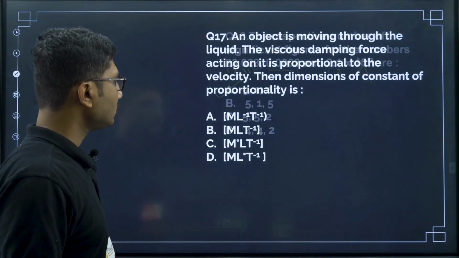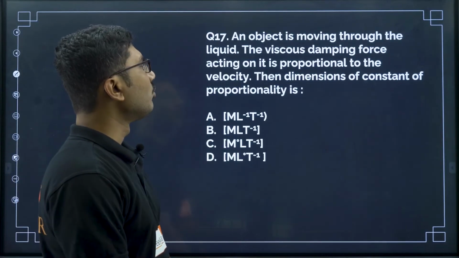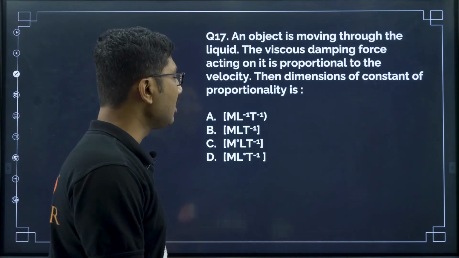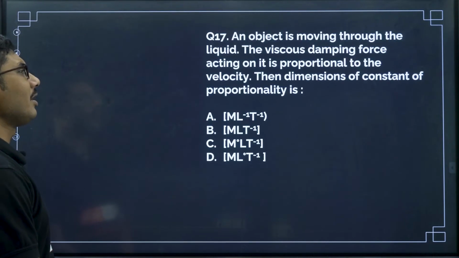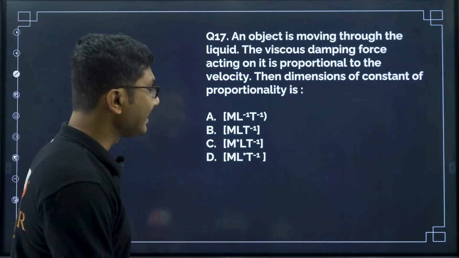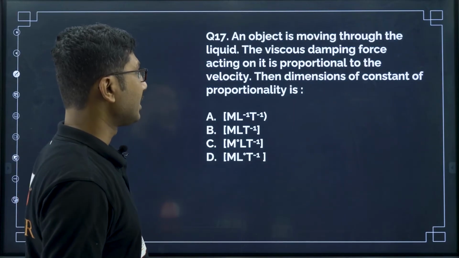Now an object is moving through a liquid. The viscous damping force acting on it is proportional to the velocity. Then the dimension of the constant of proportionality is. So what is the viscous force?